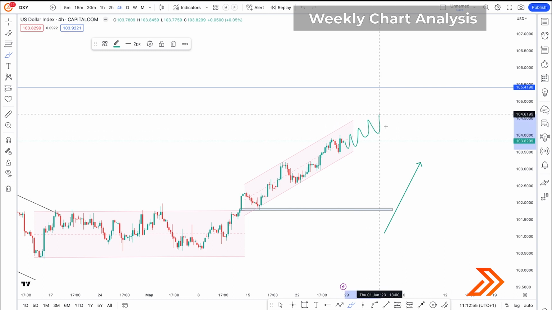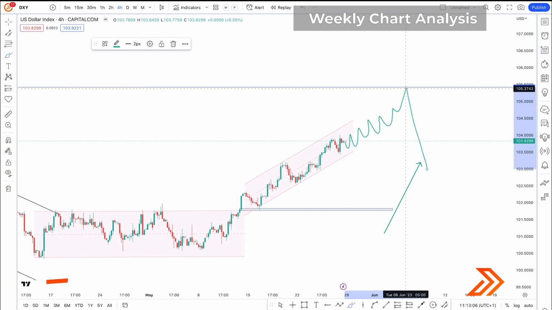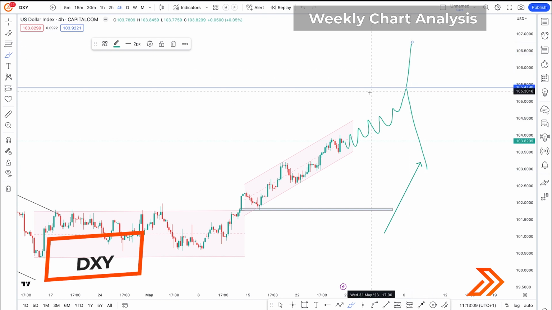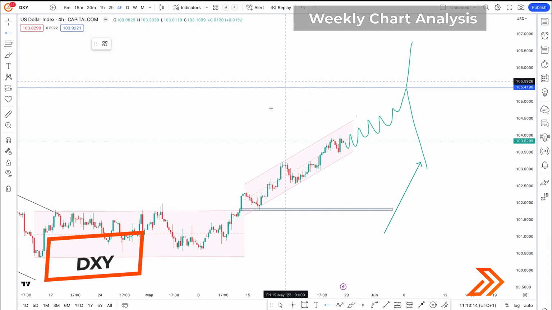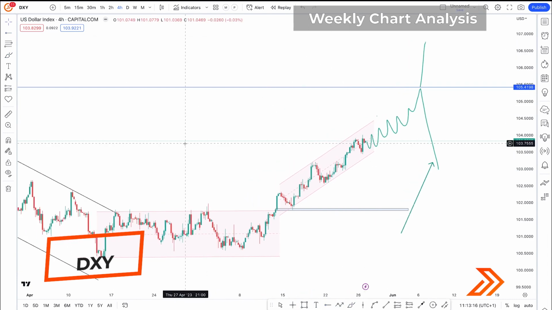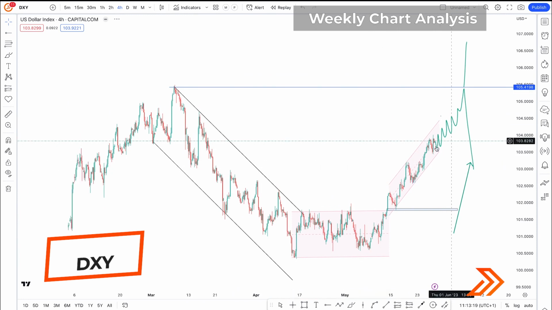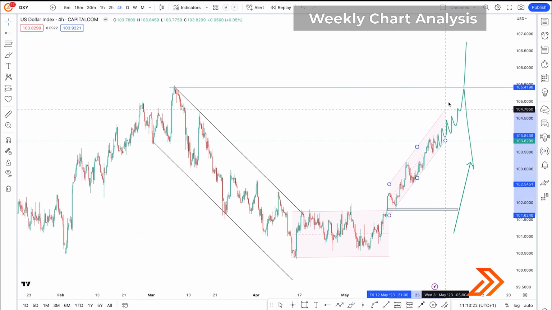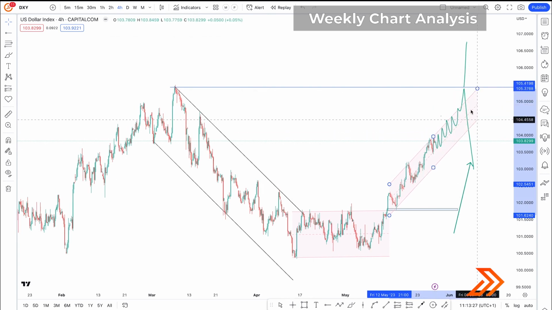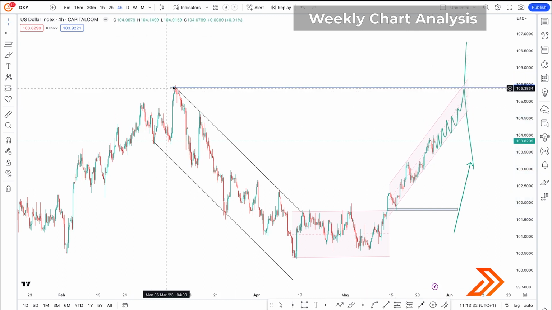Just continue to move within this box, and then until we have a test of this resistance zone, we could start looking for opportunities to either go short or to go long. So that is what we should be looking for in terms of movement on the DXY. But for now, I should just continue to trade within this box that the DXY has been ranging in for the past couple of weeks, because a high has been created here already.